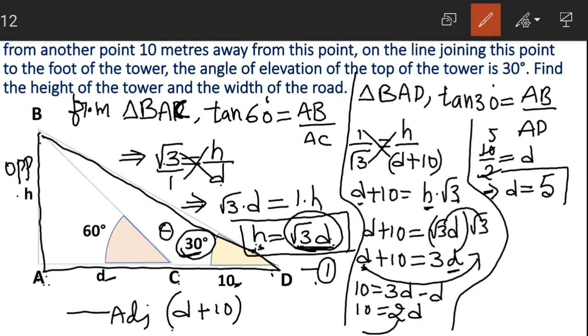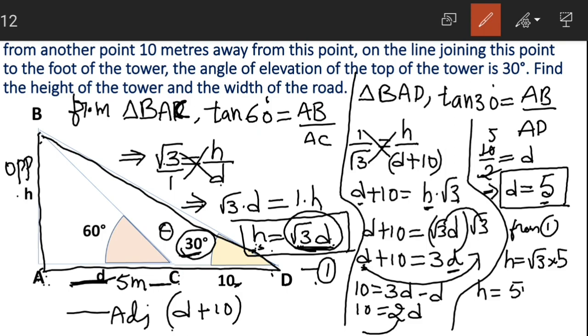D is nothing but the width of the road here. The width of the road is nothing but 5 meters. Okay, and after that we have to find out the height of the tower. Here we know that from equation 1, H is equal to root 3 into D. So we know the D value, that is 5. So root 3 into 5. So H is equal to 5 into root 3 meters. That means the height of the tower is 5 root 3 meters and width of the road is 5 meters.